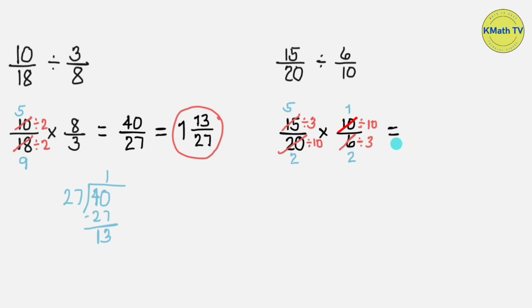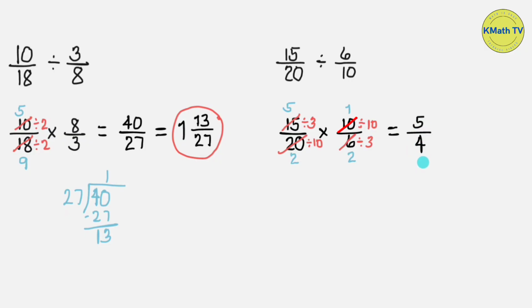Let's multiply the numerators. 5 times 1 equals 5. And multiply also the denominators. 2 times 2 equals 4. The answer is 5/4. It is an improper fraction.